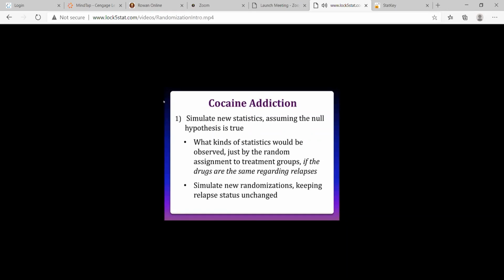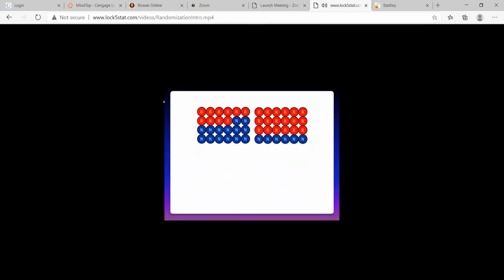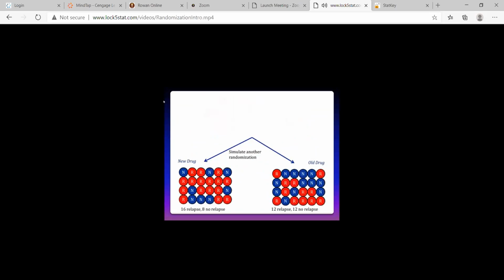Because basically we're assuming that it doesn't matter which group you get assigned to, you're still going to relapse or not relapse, as you did in the original experiment, because we're assuming the null hypothesis is true. We want to see what would happen just by the random allocation to treatment groups. So we have our data, we pool everyone back together, and we re-randomize or simulate another randomization. This, by the way, is why it's called a randomization test, because we're simulating randomizations most often. And as we're doing this, we're keeping the relapse status fixed because we're assuming the null hypothesis is true.